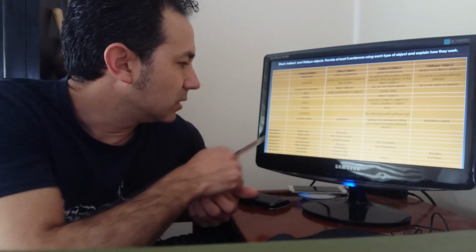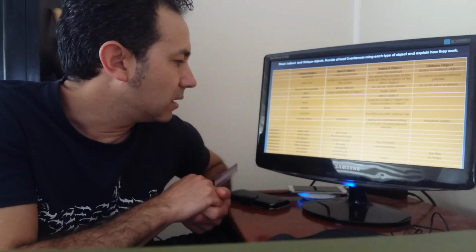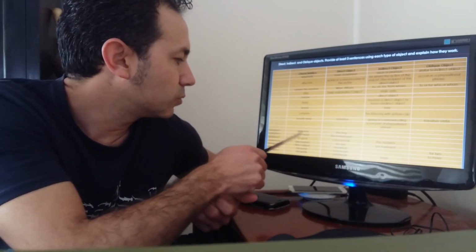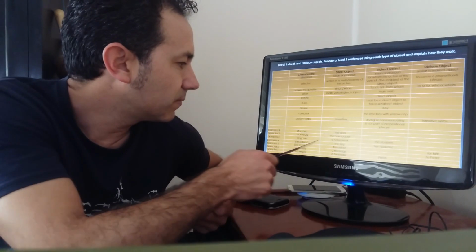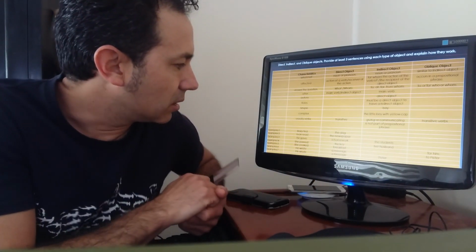What does Juan read? The newspaper. Okay. What does Juan read? The newspaper. Okay. This is the question to find the direct object. Then we have the indirect object.